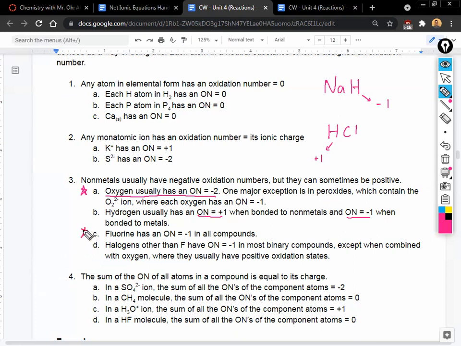This is also a very important one. If you see fluorine, just assume it's -1. There are very few exceptions when fluorine is not -1. You'll rarely encounter those though, so it's a safe bet to know that fluorine is -1. And then lastly, halogens. Halogens are the elements in group 17, so we have F, Cl, Br, I. Those are usually going to be -1, but when they're with oxygen, they're going to be positive.